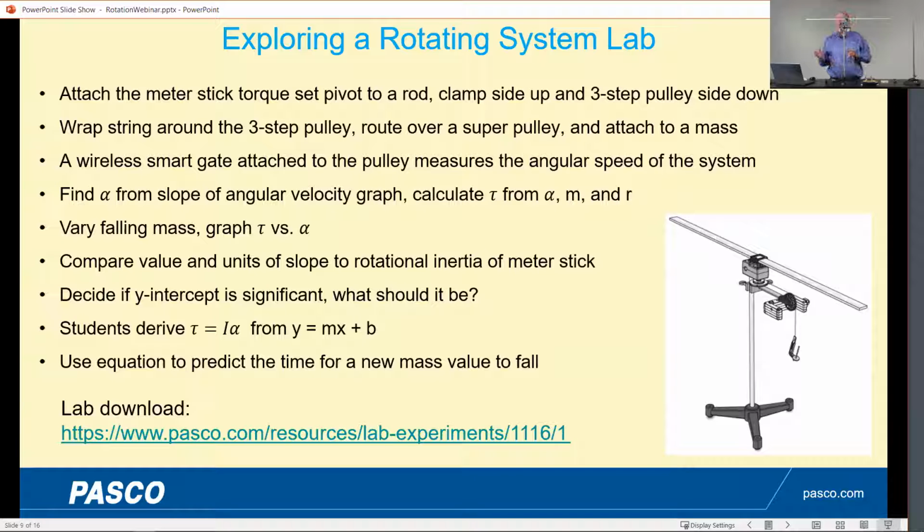Now what I can do is measure the acceleration of the mass, or the angular acceleration of the meter stick, and then calculate the torque based on the other measurements. And we can figure out what the relationship is between torque and the angular acceleration of the meter stick.